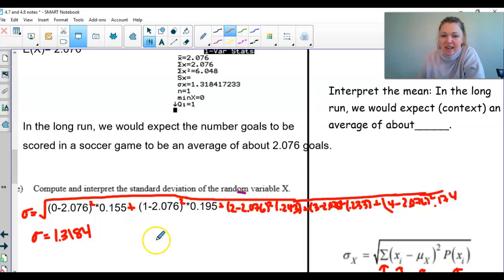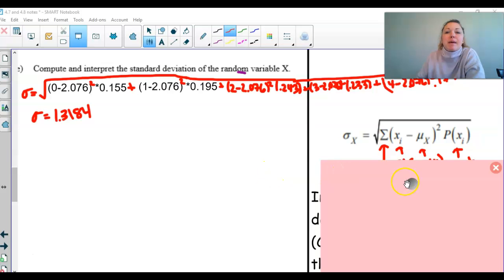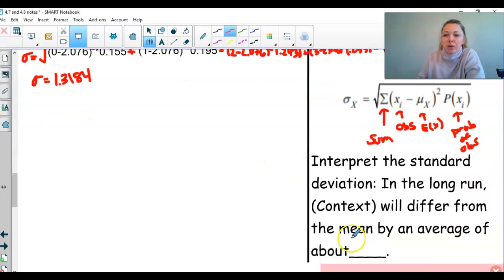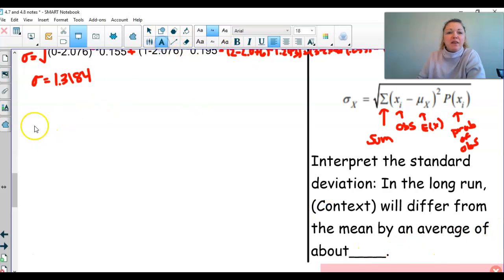What did we do here to calculate? Again, we took that observation minus the expected value, squared it, times the probability of that observation. Then we added it to the next one, and we keep on going. The last thing I want to do, you guys, is interpret that standard deviation. Whenever we interpret that standard deviation, we say in the long run, the context will differ from the mean by an average of about blank. Again, fill that blank in.